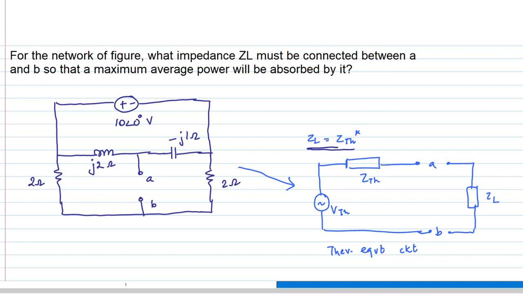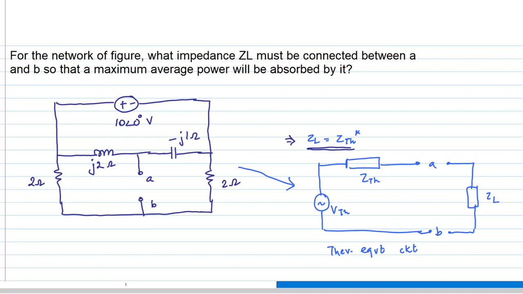In order to use this formula, we reduce the entire given circuit into a simple circuit which has a voltage source in series with an impedance. That voltage source is known as the Thevenin voltage source, and the impedance in series is known as the Thevenin impedance. So if we convert the given circuit into the Thevenin equivalent circuit, we can directly find the value of the Thevenin impedance, and from there we can find the load impedance which has to be connected to get maximum average power, which is given by the complex conjugate of the Thevenin impedance, that is ZL is equal to ZTH conjugate.